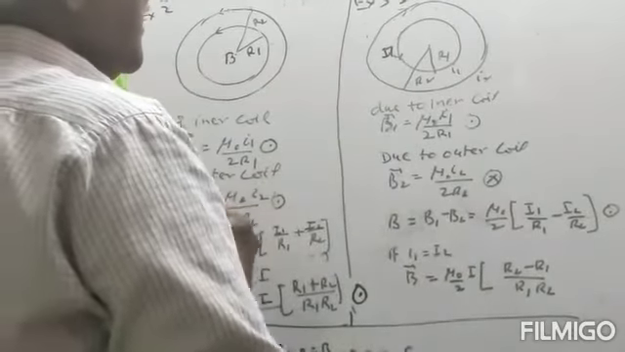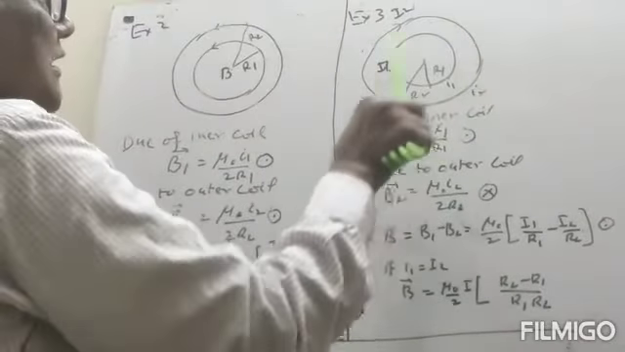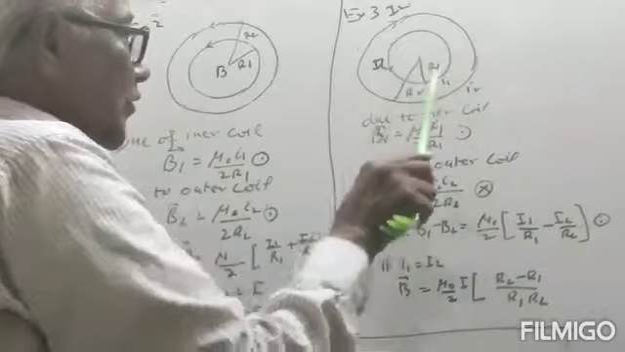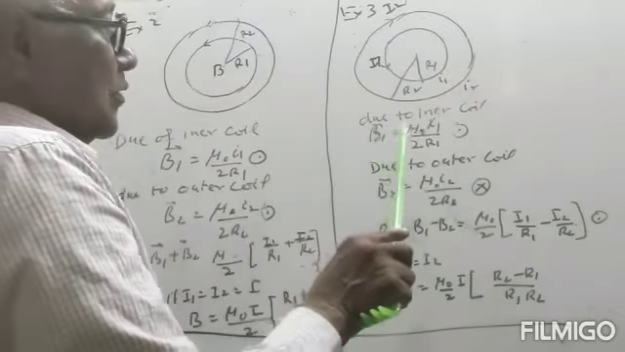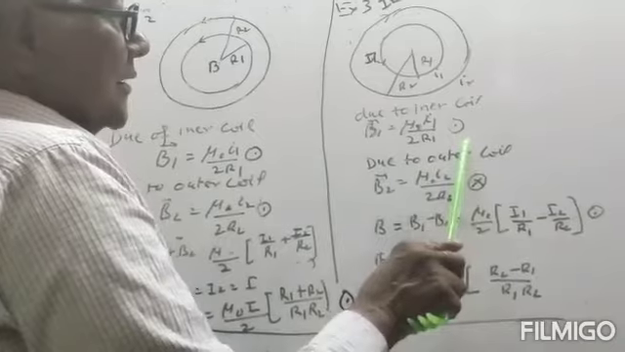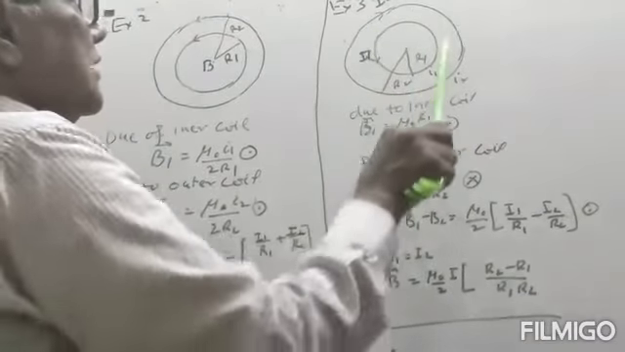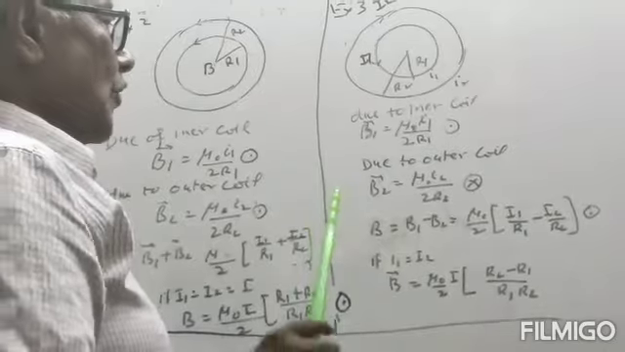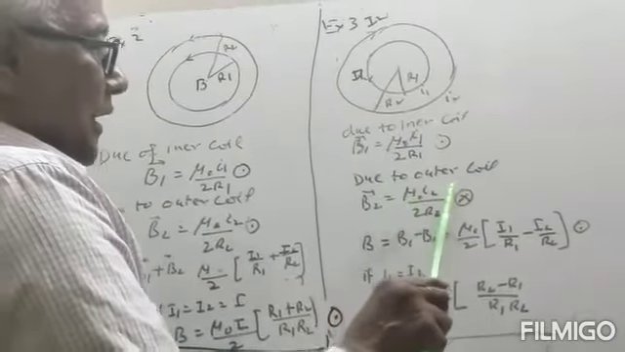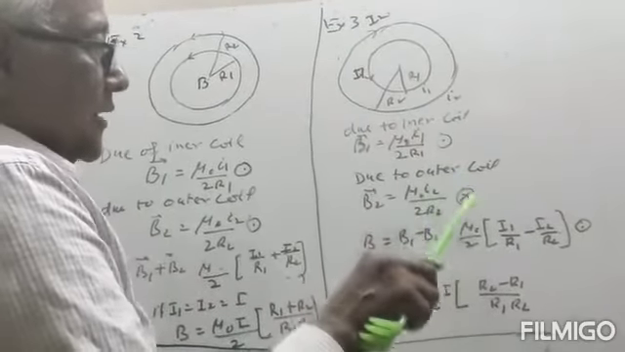Here the current is I1, here the current is I2. I2 is clockwise, whereas I1 is anti-clockwise. So the magnetic field due to the inner coil, B1, will be equal to mu0 I1 divided by 2R1, and its direction is perpendicular to the board, outward. For the outer coil, the magnetic field B2 will be equal to mu0 I2 divided by 2R2, and its direction will be inside the board.